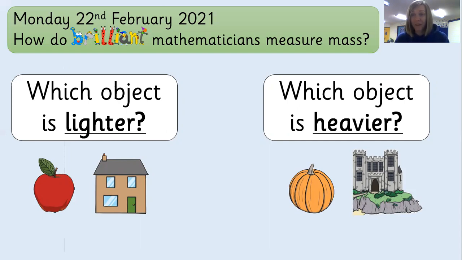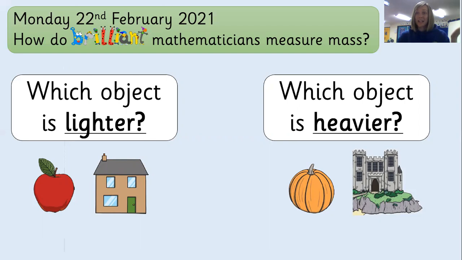Get ready to draw it. Which object is heavier? Have a go at drawing on your whiteboard. Draw the picture of the heavier object. And get ready to show me in 5, 4, 3, 2, 1. Show me. I drew the castle. The castle is heavier than a pumpkin. So well done if you have drawn a castle too on your whiteboards.